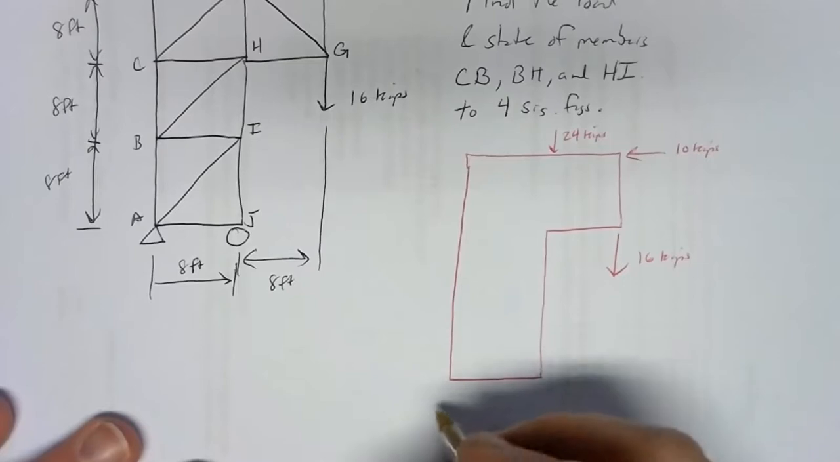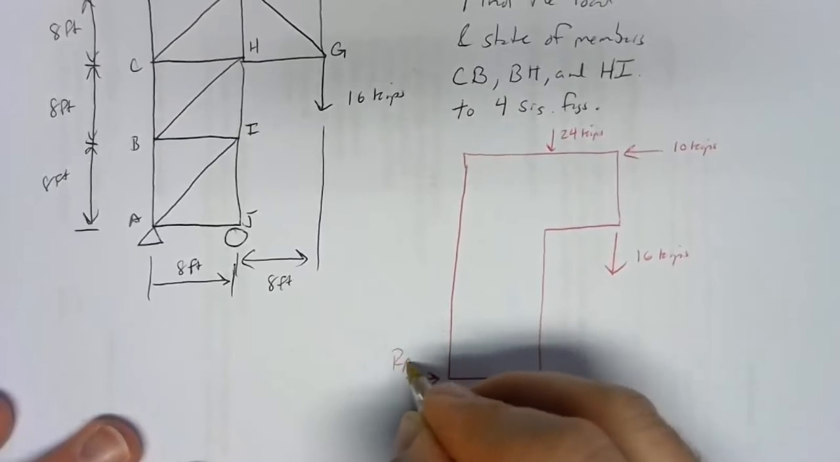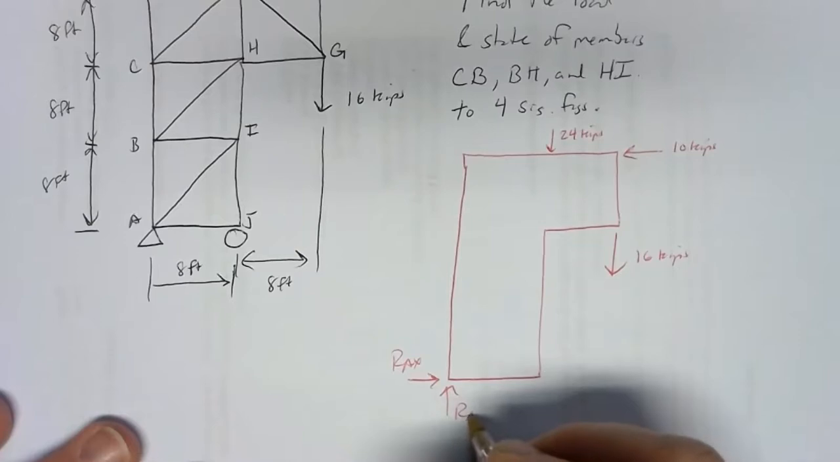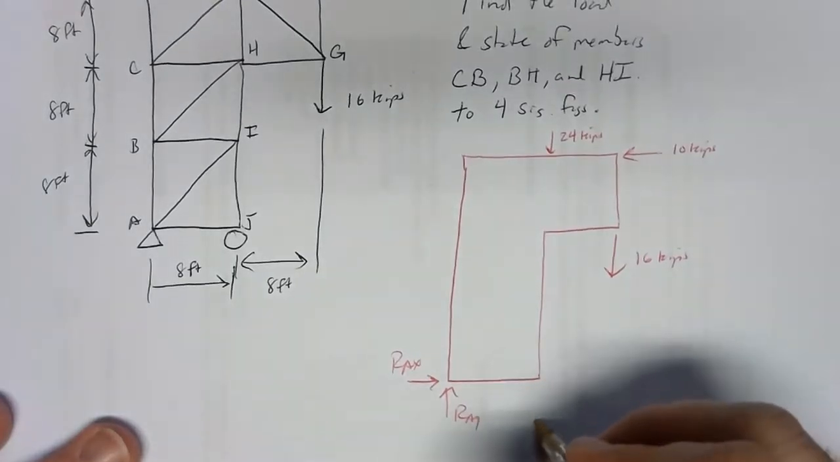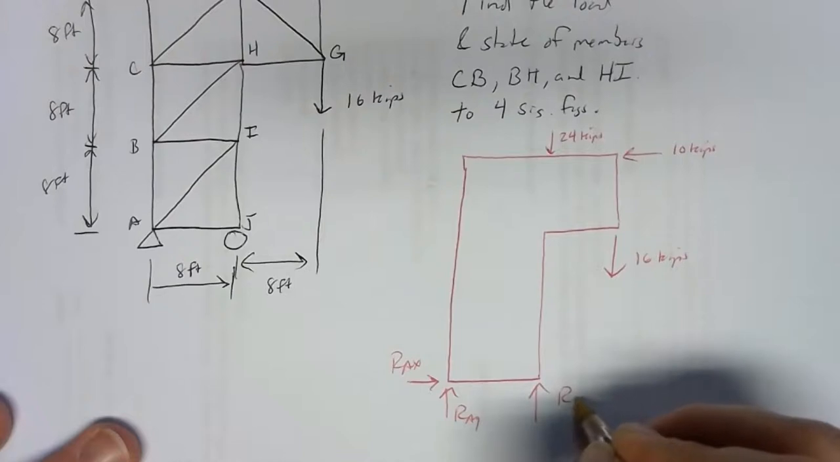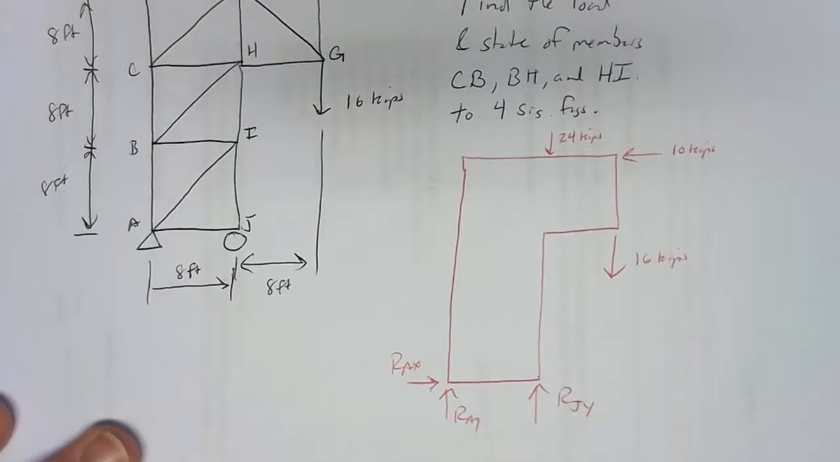Then we've got our supports. We've got a pinned support at A, so we'll call that RAX and RAY. We've got a roller support there at J, so we'll call that RJY. Those are all the external forces.